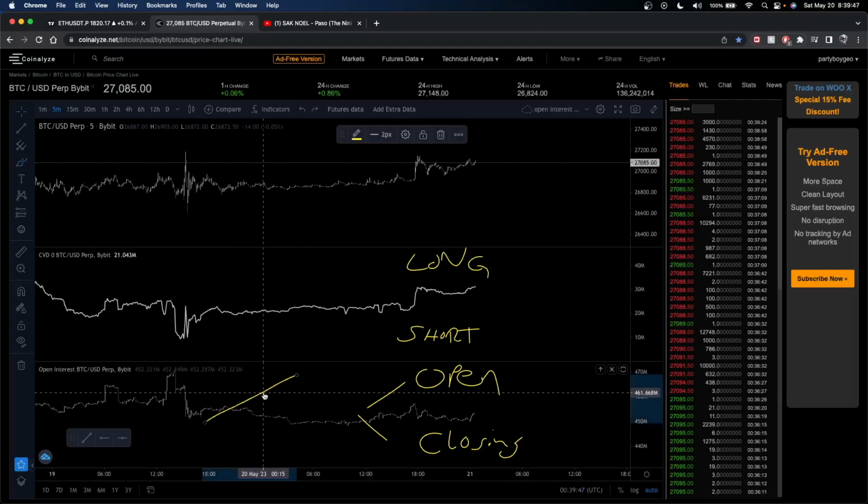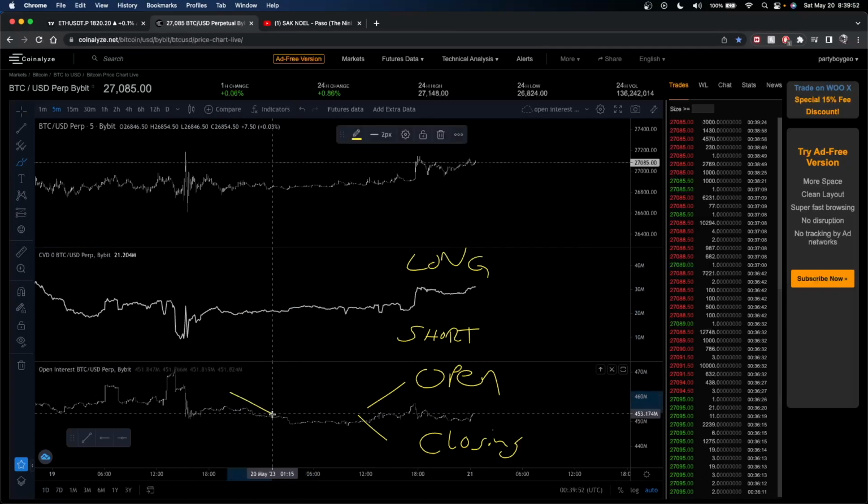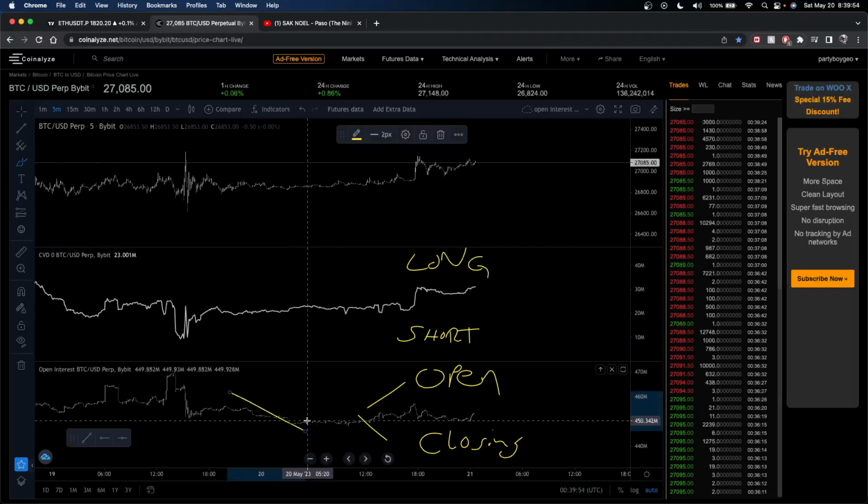Now, if open interest is down, is getting lower over time, then that means that positions are closing. Why would people close their positions? Well, there's a multitude of reasons. They could be taking profits at what they could consider to be a key level.